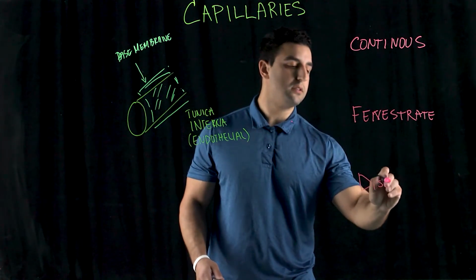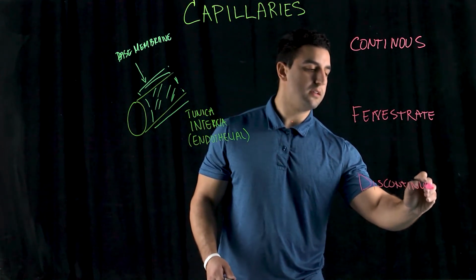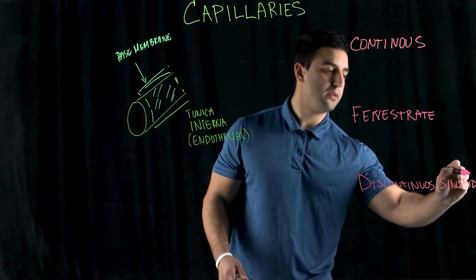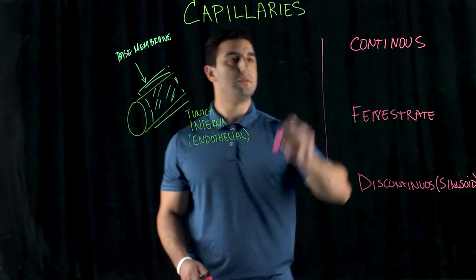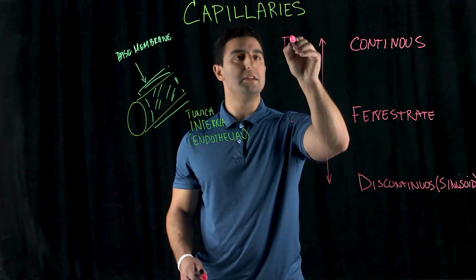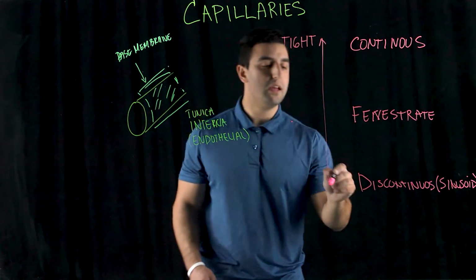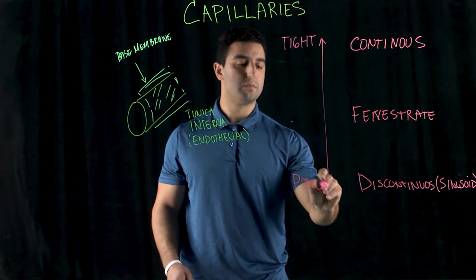Another name for discontinuous is sinusoidal, or sinusoid. If I draw an arrow to go down here, this is the top. As you go up, there is an increase in the tight junctions that take place in the blood vessels. But as we go down, it becomes more porous.